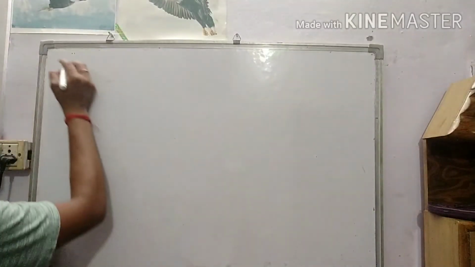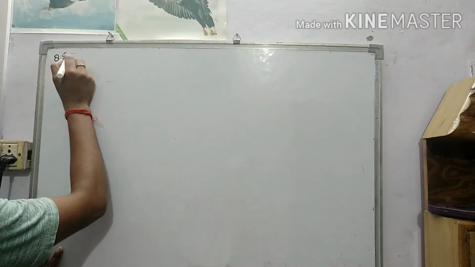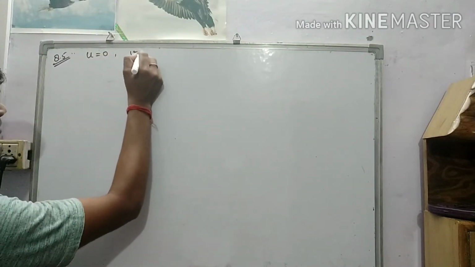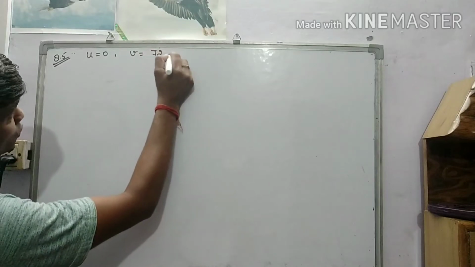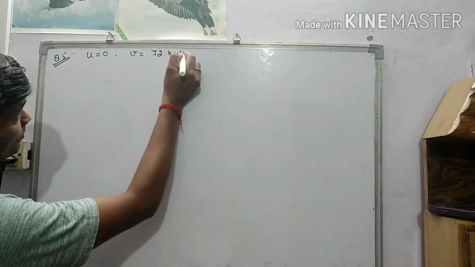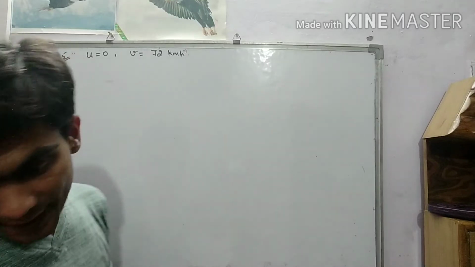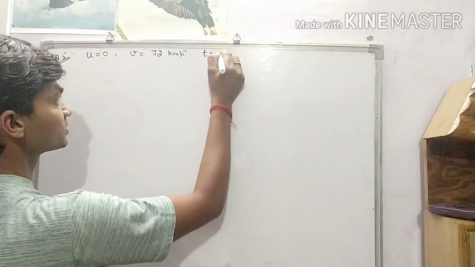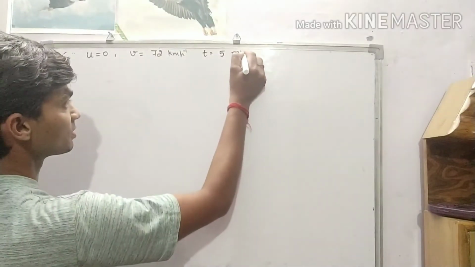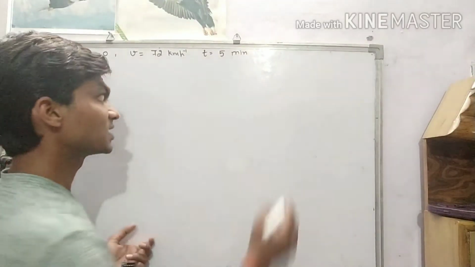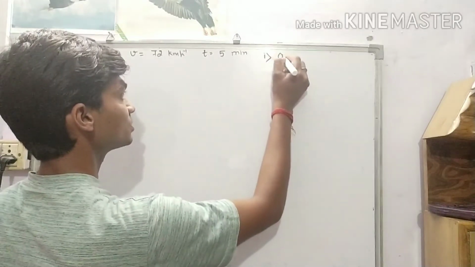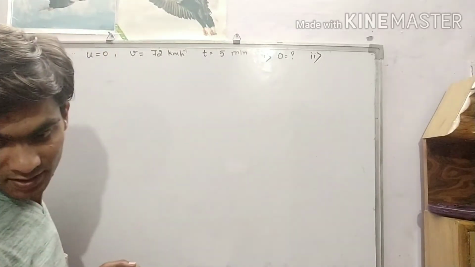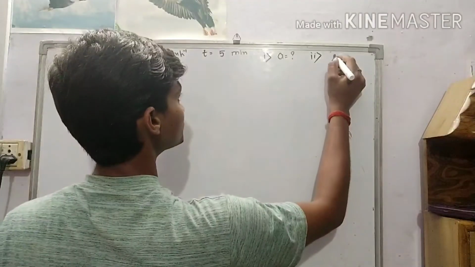What was the initial velocity? 0. What is the final velocity? 72 km per hour. And it takes time equals 5 minutes. They are asking first what was the acceleration. Second, they are asking how much distance it has covered.